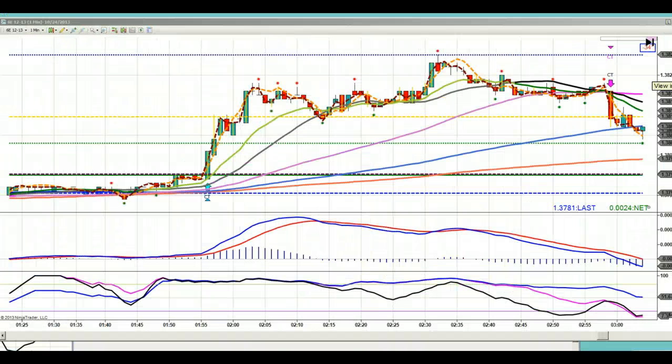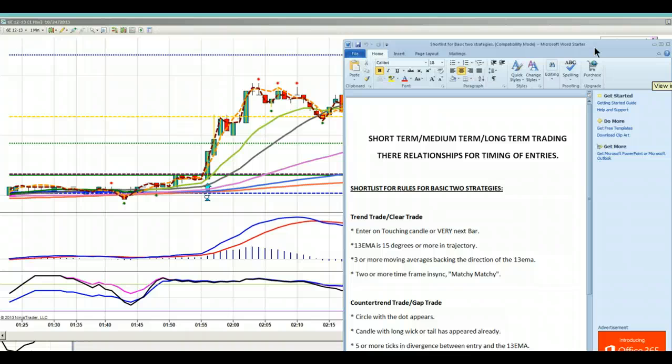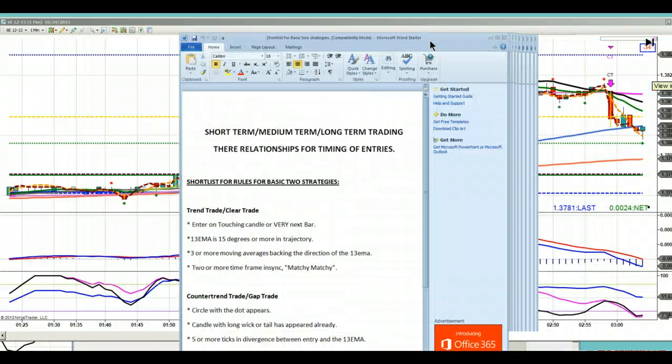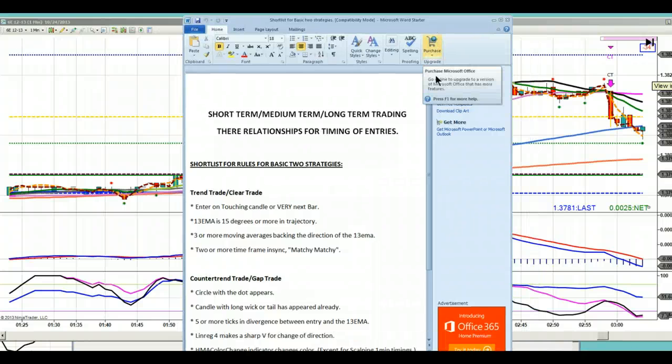So the agenda for today is the clear trade, and we're going to be covering the rules for the basic clear trades. Now remember, I said last week you can find the rules in your self-paced course. Check your member download area and make sure you download the 10-second document. There's a document called 10-second that has all the rules.